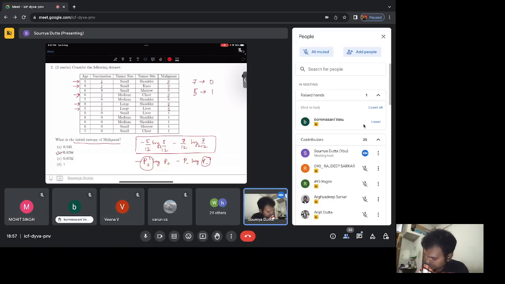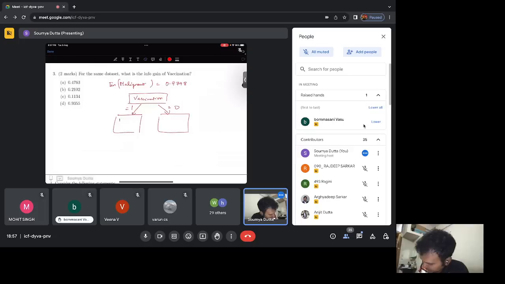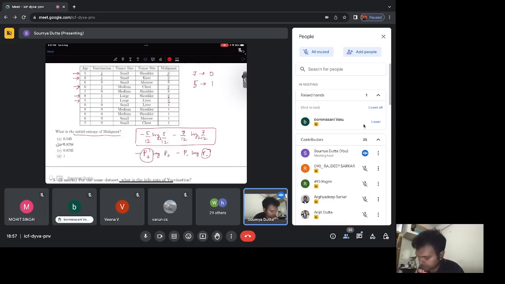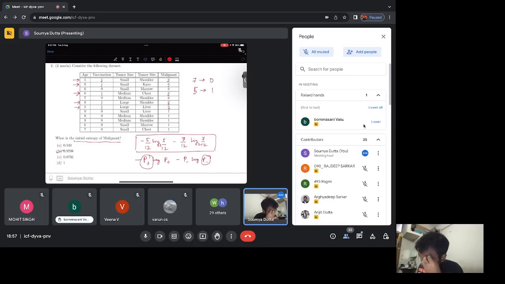So that means malignant is 0, not malignant is 5. Okay, I hope I am doing things correctly. Malignant is 0 and not malignant is 5, right?